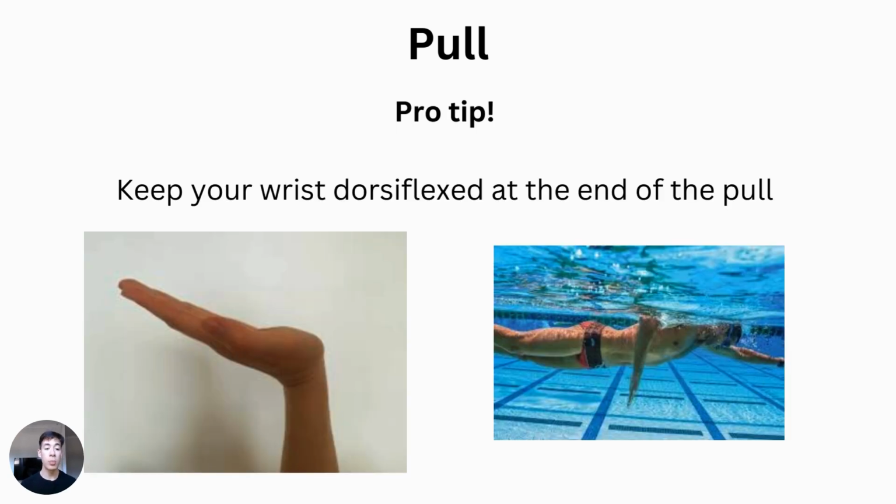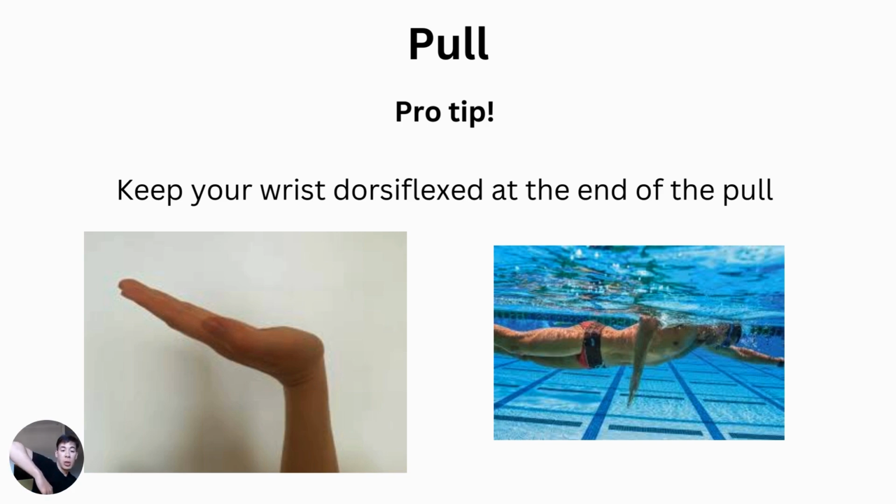So, also, just going to discuss a pro tip. A lot of people, when they swim their freestyle, relax their wrist way too early in their pull. So, what you actually want to do is make sure you keep your wrist dorsiflexed at the end of your pull. This is a really pro tip I wish I knew earlier. So, when you think about it, hand comes in, you start pulling back, and then people let their wrists relax.